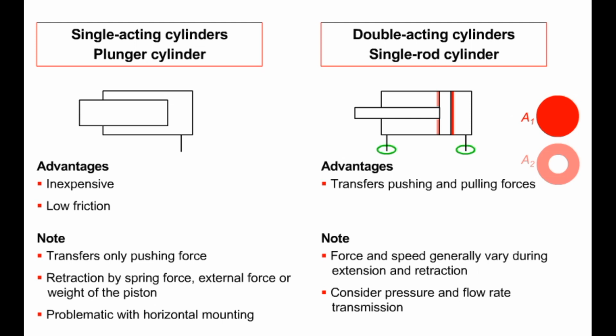It generally acts conversely with speeds. The volume during retraction at A2 is smaller than the volume during extension at A1. With constant flow rate from the hydraulic pump, the piston will move faster during retraction than during extension. If the different forces and speeds are to be avoided, the pressure and flow rate on both sides of the cylinder must be adjusted accordingly.